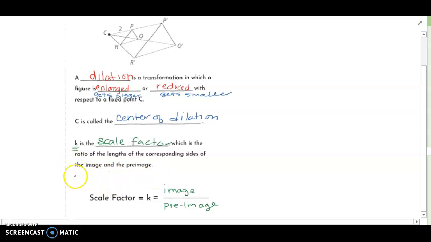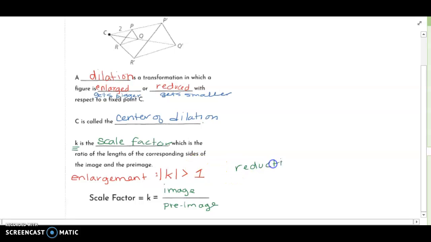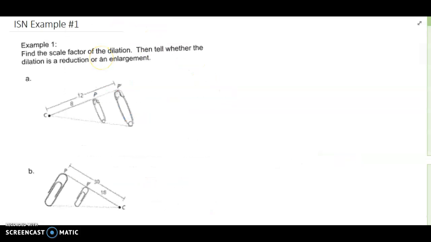All right, so something else I want to note here is that we have an enlargement. Remember, an enlargement is when we get bigger. And that's when the absolute value of our scale factor is bigger than 1. And then we have a reduction. And remember, a reduction is when we get smaller. That's when the absolute value of our scale factor is less than 1. All right, so let's look at a few examples.